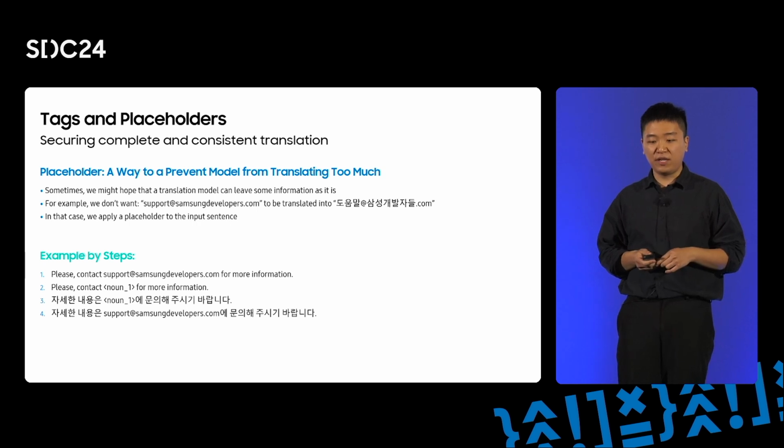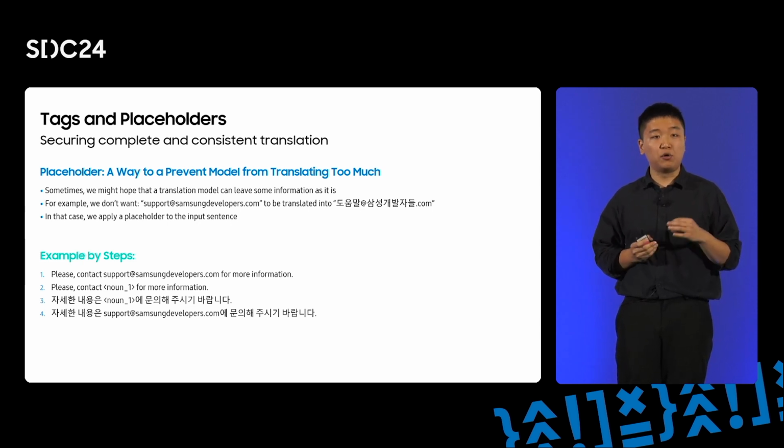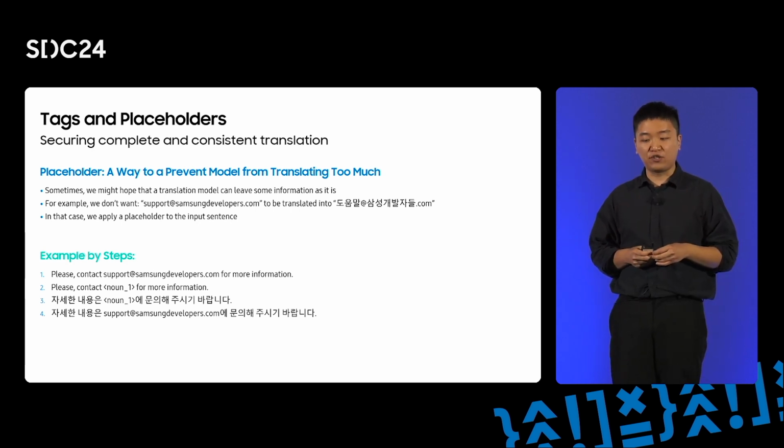While applying the placeholder to the sentence, similar to processing tagged sentences, we first replace the elements that should be kept with the placeholder tokens, and again, let the model do the magic, and then we restore the original contents back to the translated sentence.